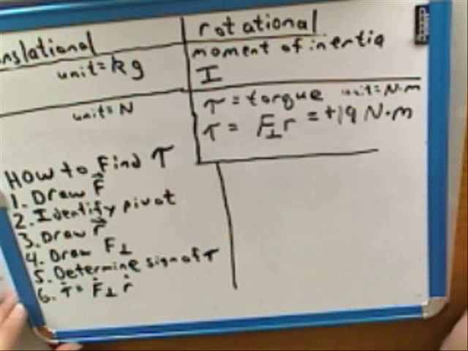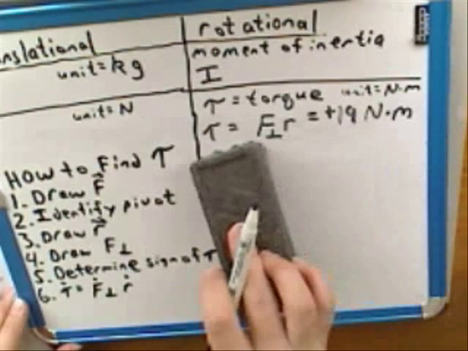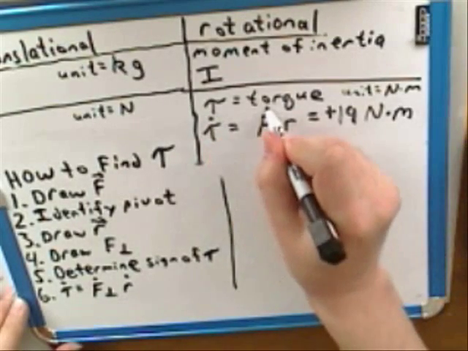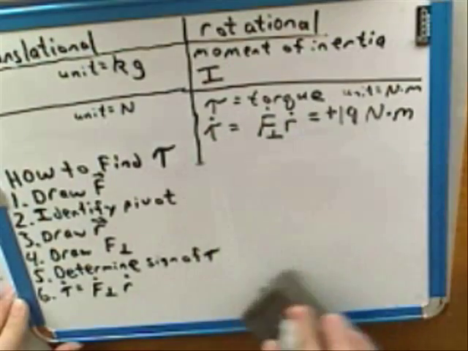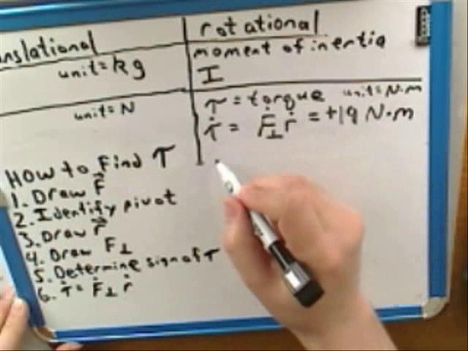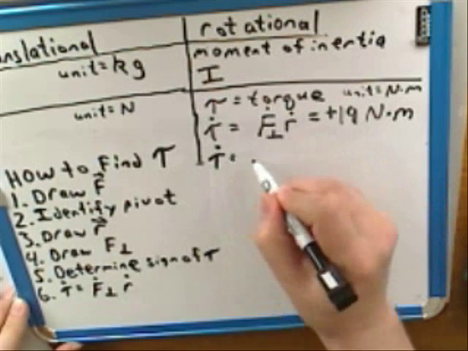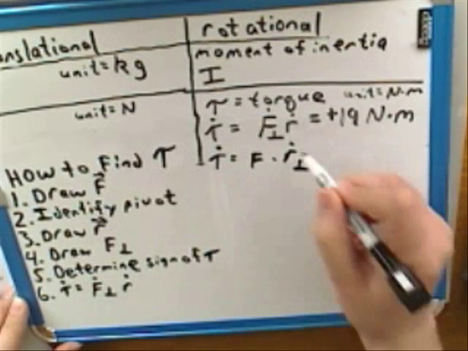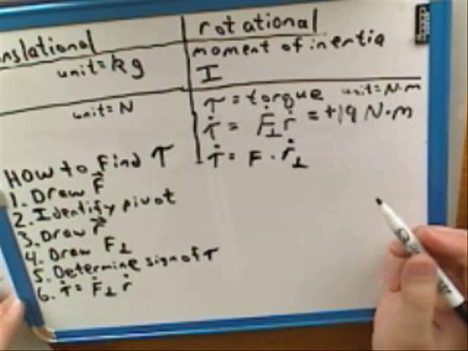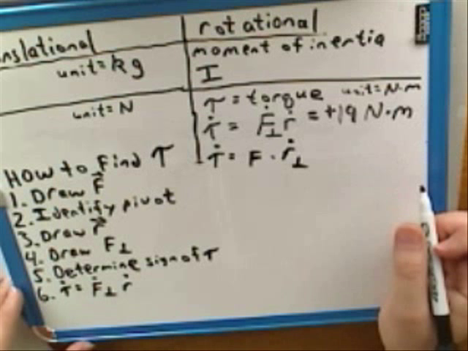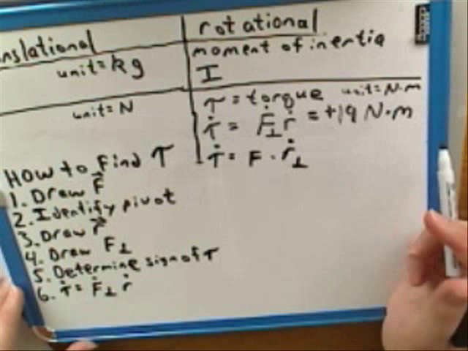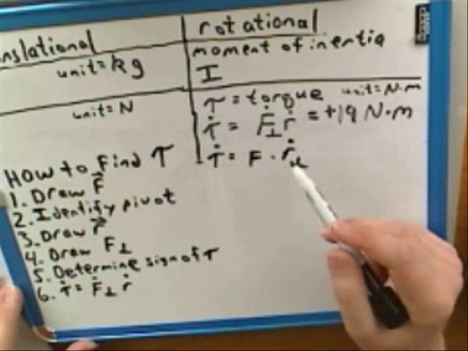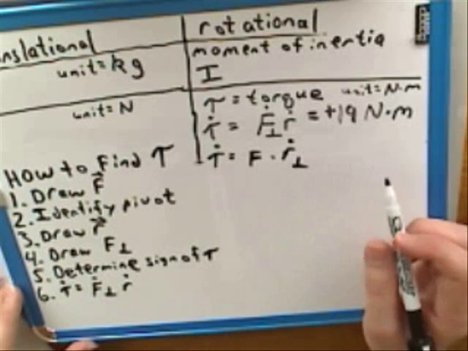Okay, so now let's go over the other important way to find the torque. It turns out there's another good equation for torque. The other equation for torque is that the torque is F times R perpendicular. We could also say that the torque is F times R perpendicular. R perpendicular is the component of R that's perpendicular to F.